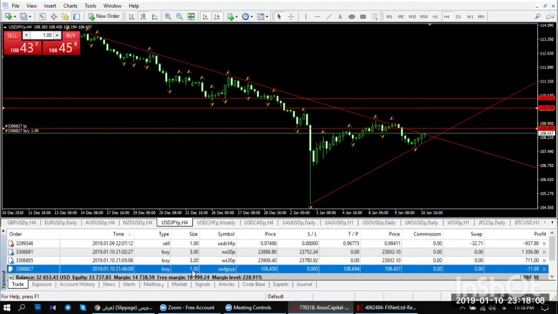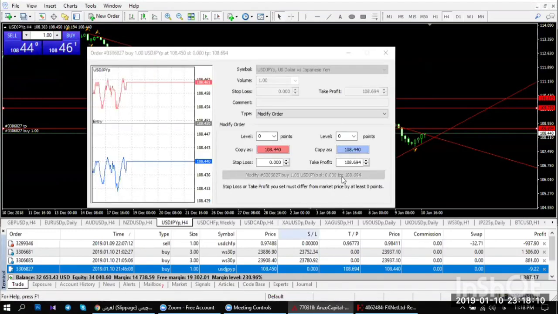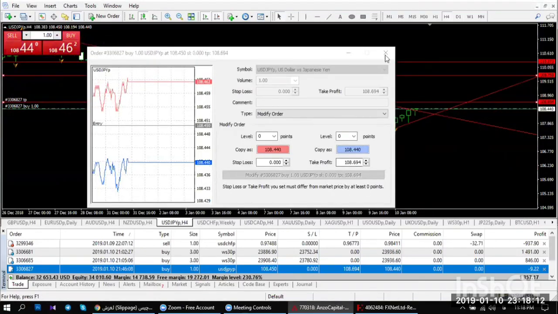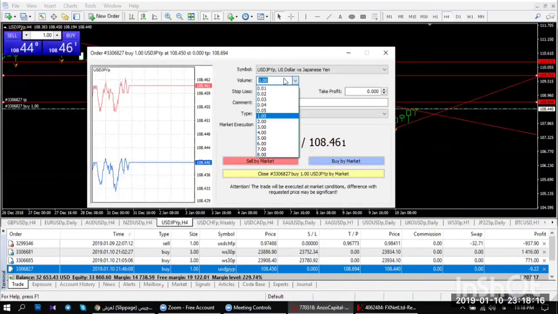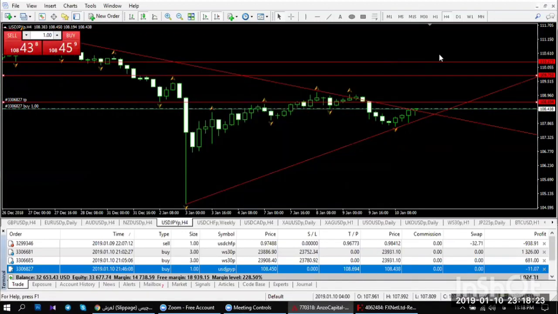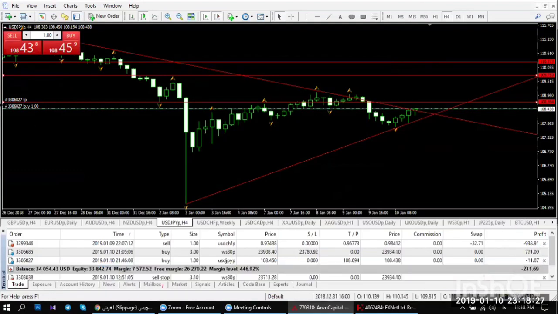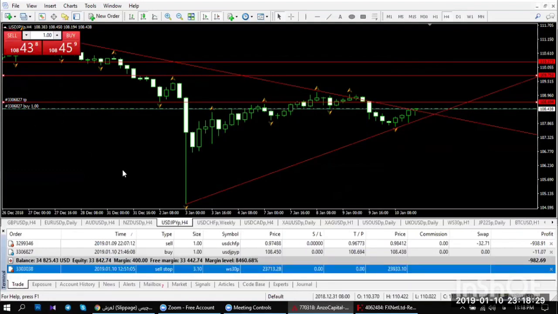You see, if for example the price reaches this area, you can put 0.50 here so it closes only half of the deal for you. Thank you so much. So, okay, that is your take profit.